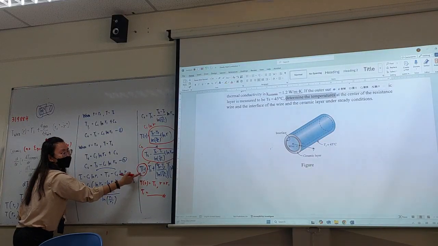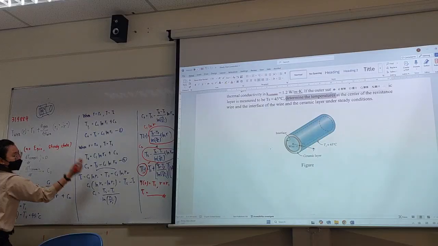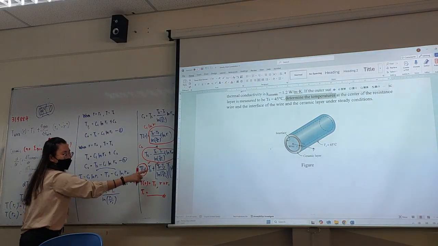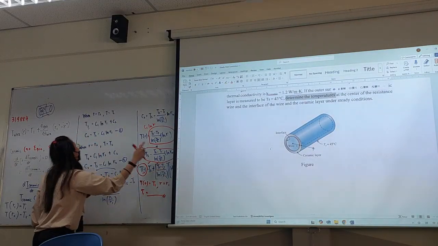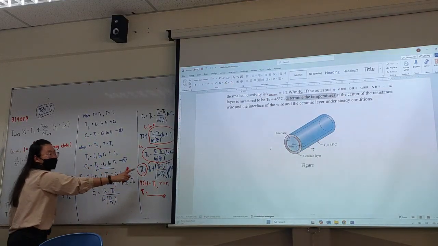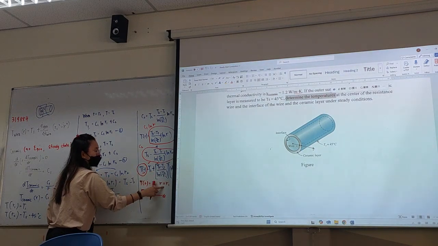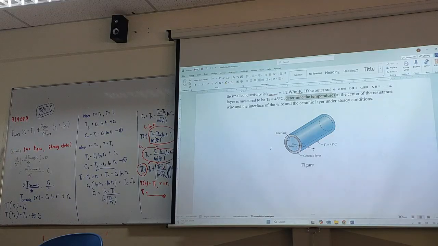This is the temperature at any point; at the point you want to find. Now I want to find T1, so I replace T(R) with T1. R2 is known, R1 is known, and R is the point you want to find. Now you want to find it at the middle, so R equals R1 at this point. Then substitute inside, and you get the answer.